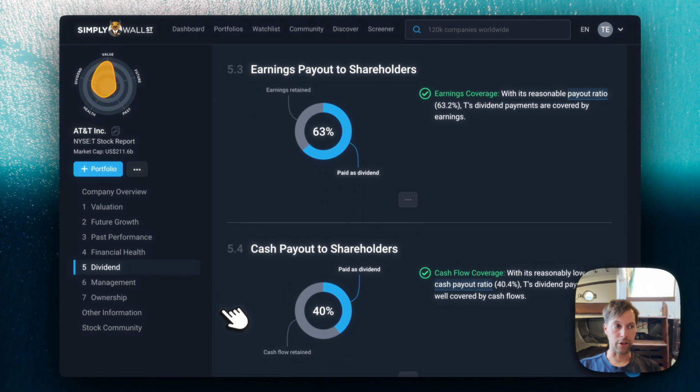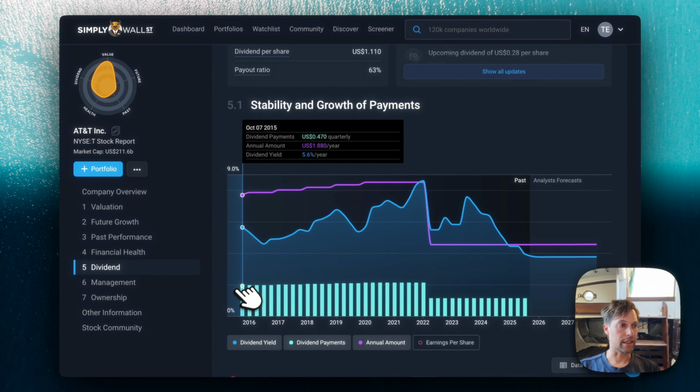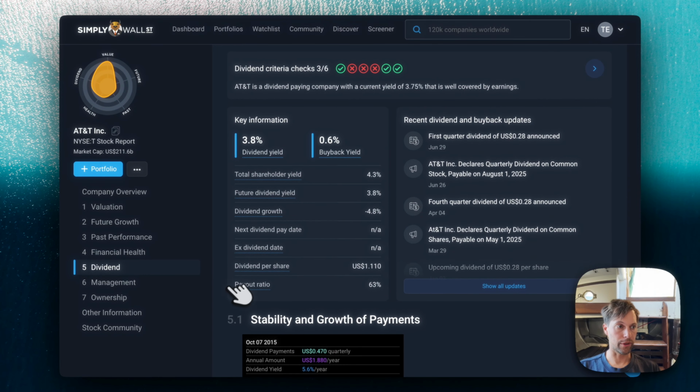Down here, we're just checking those payout ratios, both compared to earnings and cash flows. So again, we're just looking for that dividend to be well covered based on those results. And that all adds up to those 6 checks. And I'll just finally add that in this section, of course, we do include buyback.